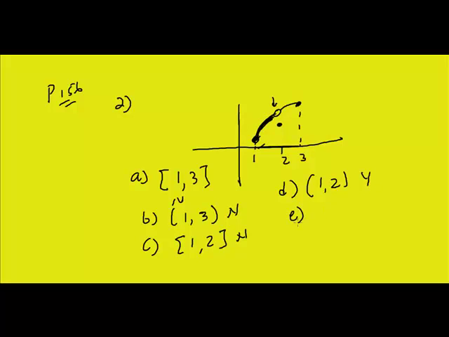And then E. How about closed interval 2 to 3? The answer is no, because there's an open circle over there. And then F. On an open interval 2 to 3, that means in between 2 and 3, yes, it's continuous, so we say yes. So basically 14. Like I said, these are easy.